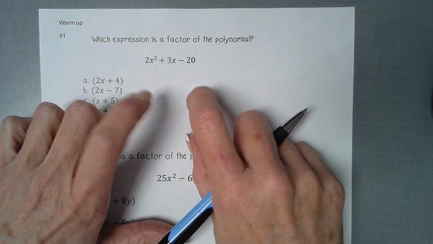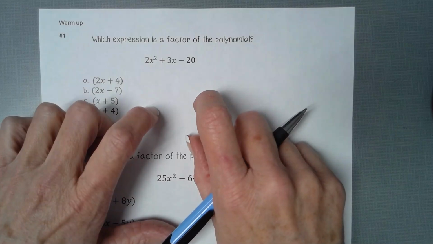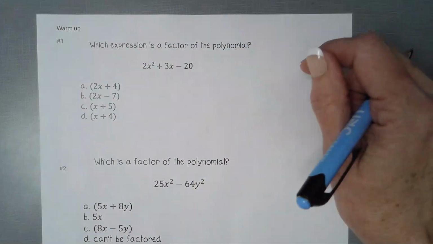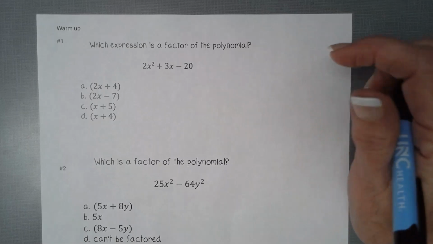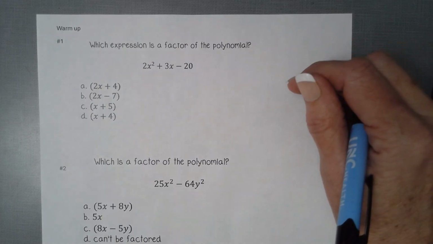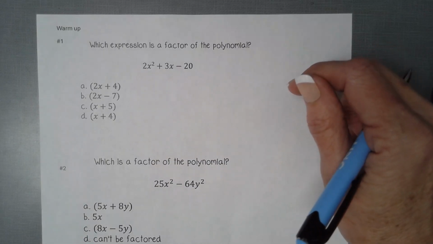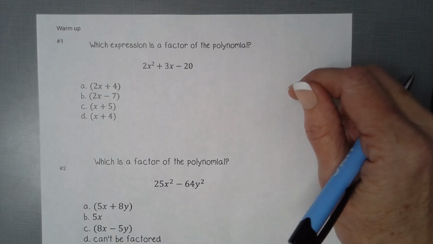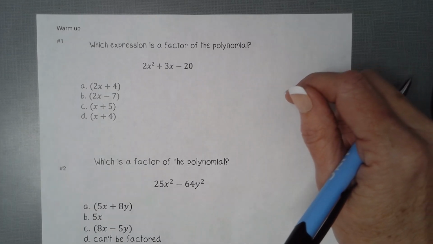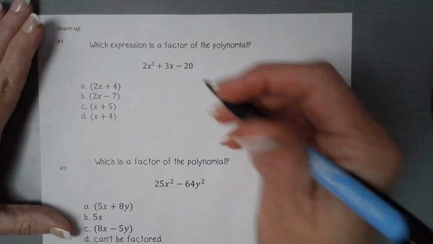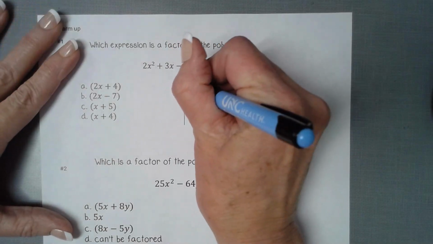2, 3, and 20. Do I have a GCF? It's 1, so that's really not a GCF. Do I have X's in all the terms? No. So there's no GCF. So this is a trinomial, so we need a 2 by 2 box.